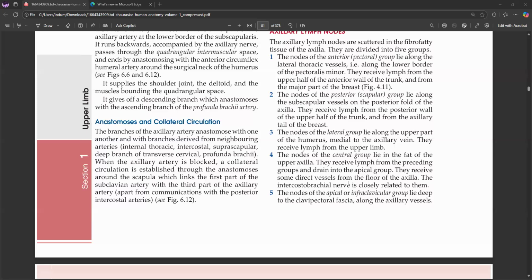Number 4. The nodes of the central group lie in the fat of the upper axilla. They receive lymph from the preceding groups and drain into the apical group. They receive some direct vessels from the floor of the axilla.